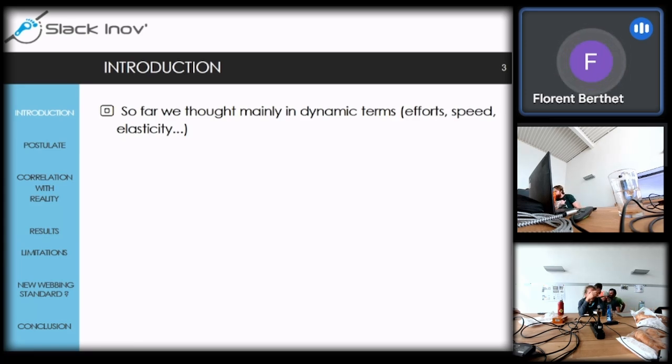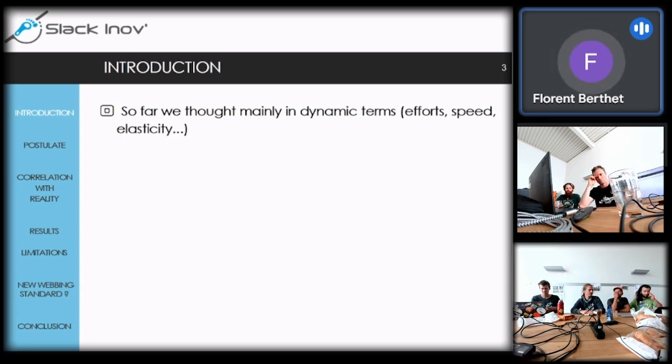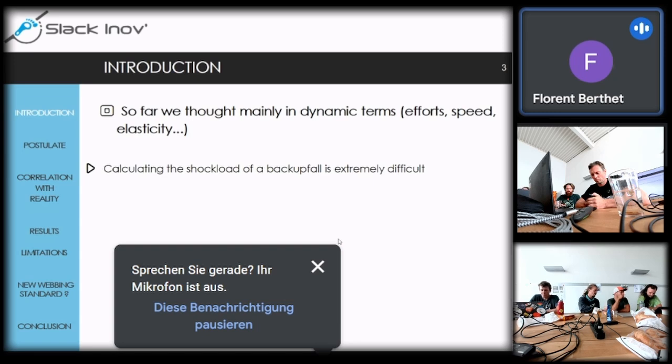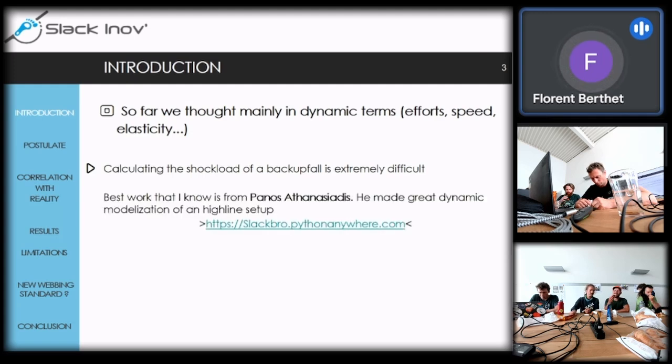So far, all of the slackline manufacturers and slackline enthusiasts, we all try to make the calculation of the tension of our lines, the behavior and dynamics. So we use the effort value, the speed value, the elasticity value, like for example Augustin just showed in his last presentation. And the point is, it's leading to extremely difficult calculations that need a lot of approximations to make it work.